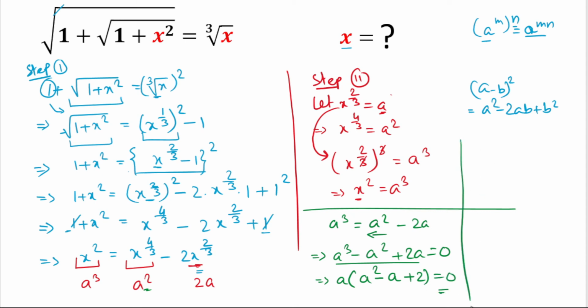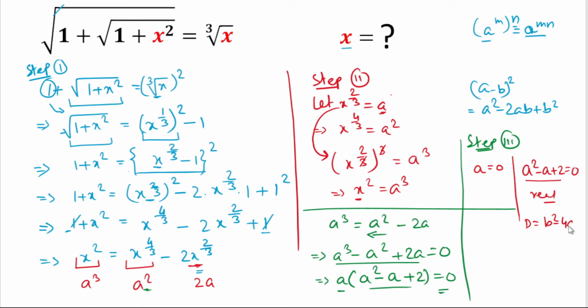Now in the next step, step 3, we will calculate the value of a. So here the multiplication of two terms is 0, so we can write either a is equal to 0, or a square minus a plus 2 is equal to 0. Now if you look, it is in the form of a quadratic equation. Now for the real value of a, we will calculate the discriminant D. D is equal to b square minus 4ac.